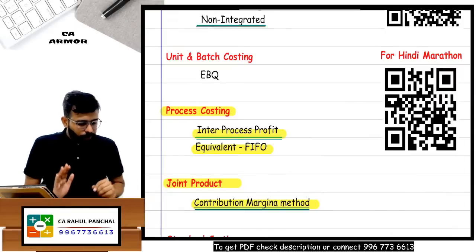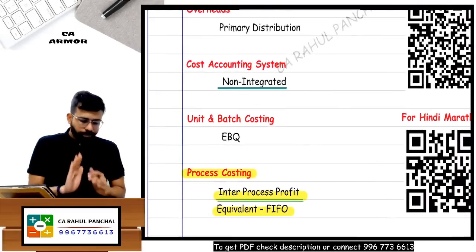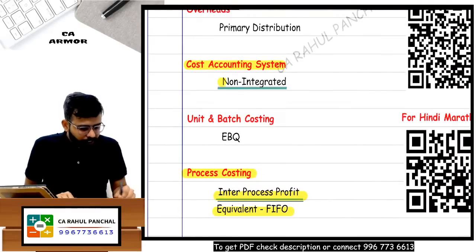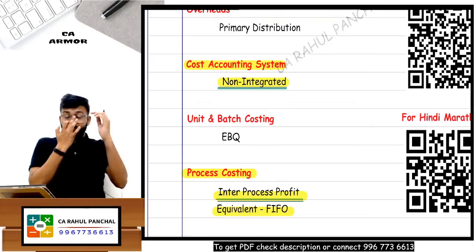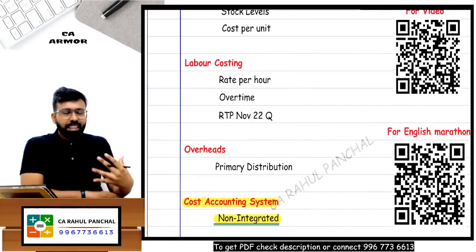Having done this, we are done with process account and joint product and by-product. Now, let us come to the cost accounting system, which is integrated and non-integrated. Let us try to understand this. We will try to cover the things one by one.